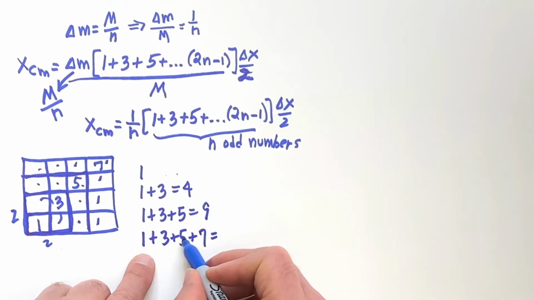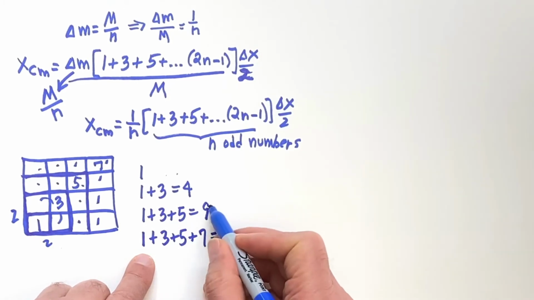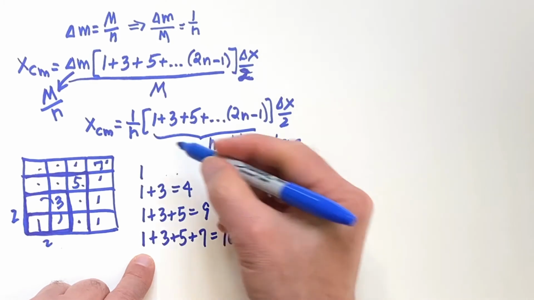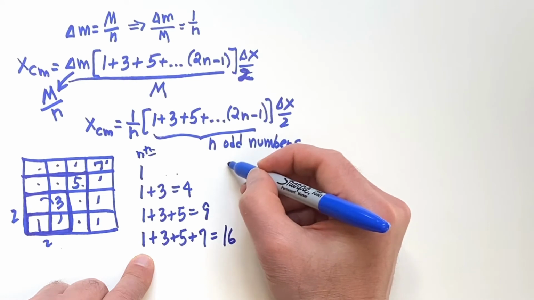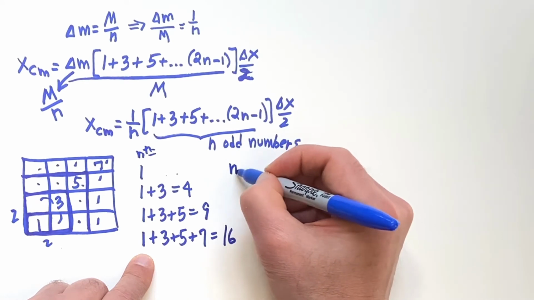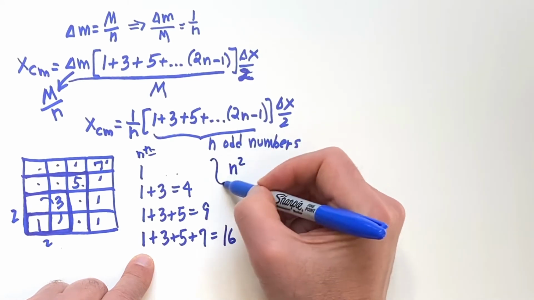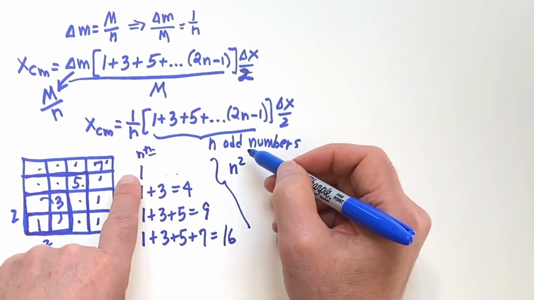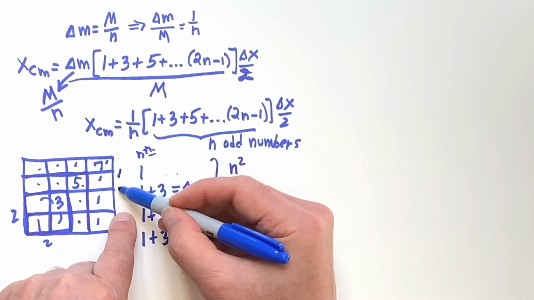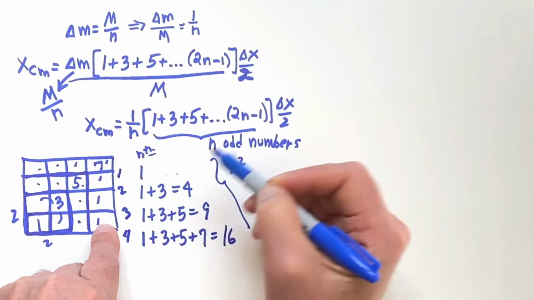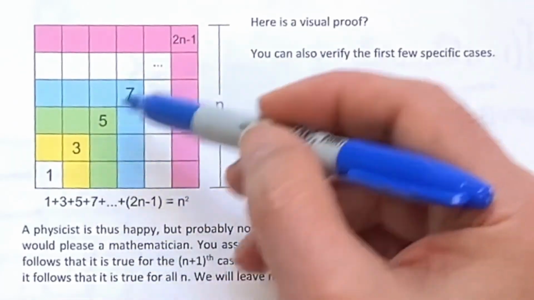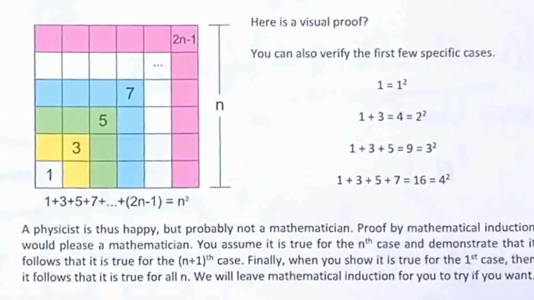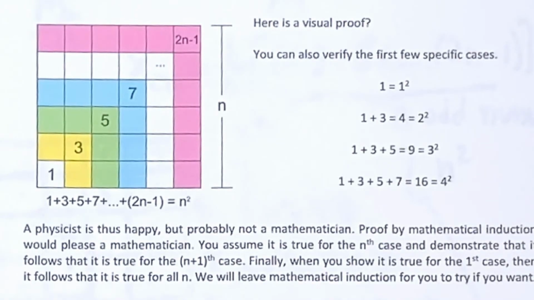4 plus 5 is the 9. If you add the 7 to the 9, you get 16. So this is the nth case, and you're finding that the formula is going to be n squared. So if n is 1, n is 2, n is 3, n is 4, you get these results. This is kind of neat. There's a picture in the book with some color showing a visual proof of this relation.